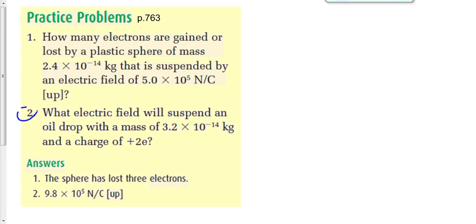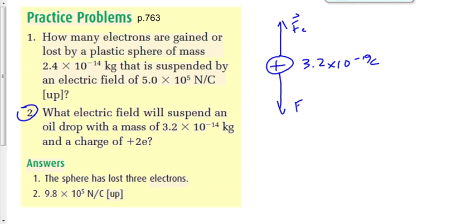All right, let's have a look at question number 2 here. It says, what electric field will suspend an oil drop with a mass of 3.2 times 10 to the minus 14 kilograms? And the charge is plus 2 times the elementary charge. All right, what's the first thing we do? Probably draw a picture, right? Draw a picture. What do we know here? We have a positive charge that has a charge of a value of 3.2 times 10 to the minus 19 coulombs. We know that we have an electric force up and a gravitational force down. They have to be opposite in direction if it's going to be suspended.